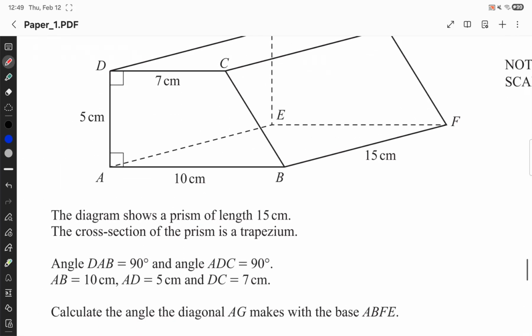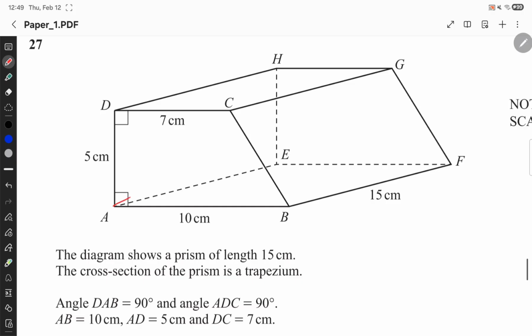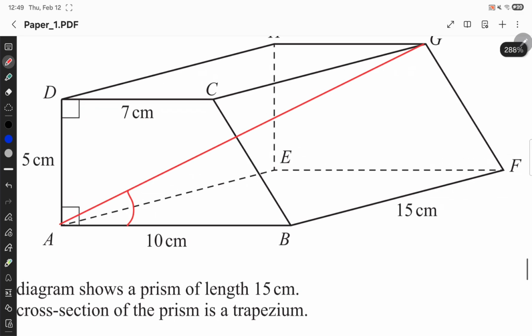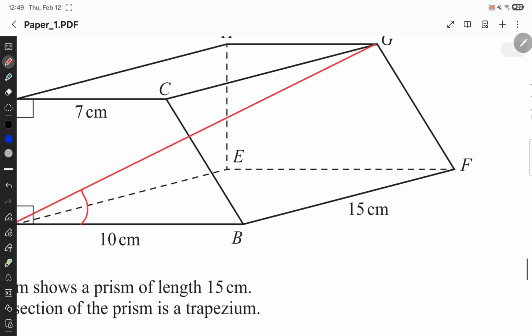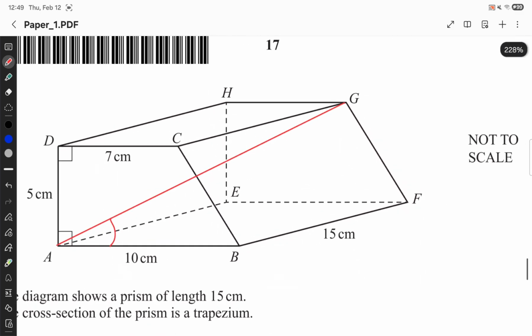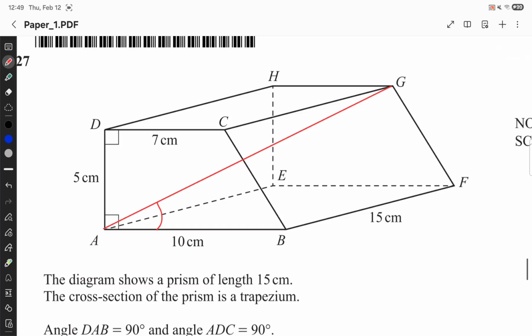Now, what is our goal? Our goal is to find this angle AG. Find this angle. Okay, now this angle is not made from AFG. People think it is made from AFG. No, this is a completely wrong assumption. Okay, and not the correct triangle that we are trying to find.